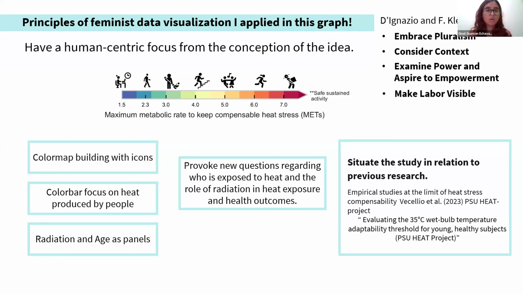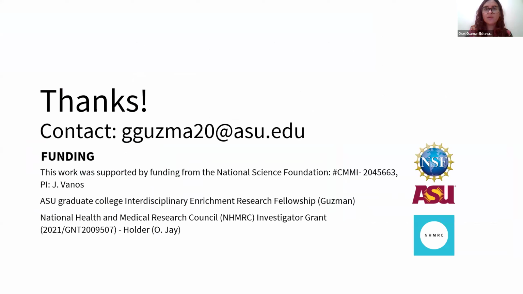The focus also was that the red values are the highest because of how much higher the heat produced by us as humans is, not the heat produced by the environment. So it was shaped so that the user of this graph would feel like they were thinking about themselves as they looked at the graph. Okay, that's all I wanted to share with you today, and I'm happy to receive questions.